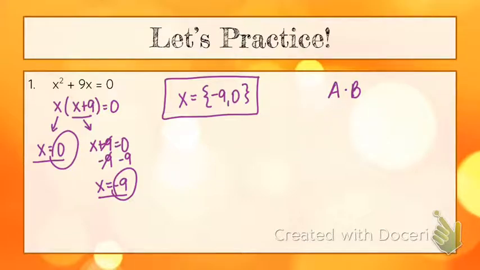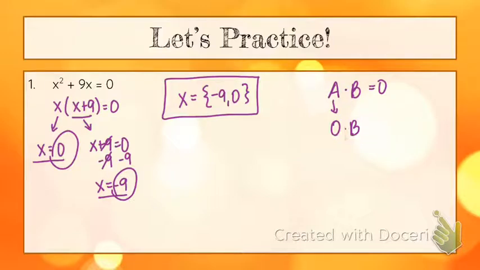So we have something that says A times B equals 0, where A and B usually represent binomials, but in this problem, it was just an x for the A part. So what happens if A equals 0? 0 times B equals 0. It doesn't matter what in the world we put in for B, anything times 0 equals 0. So that's why we can set A equal to 0, and that'll give us one of our answers.